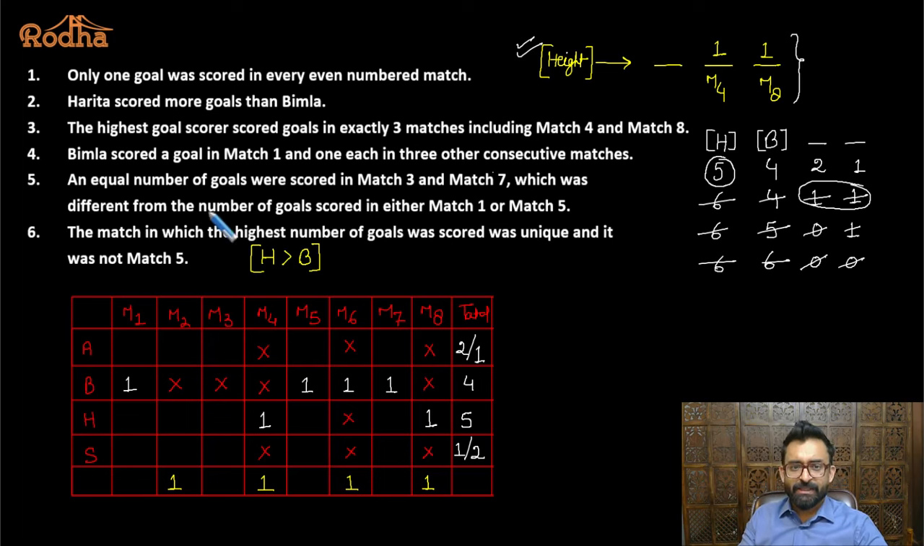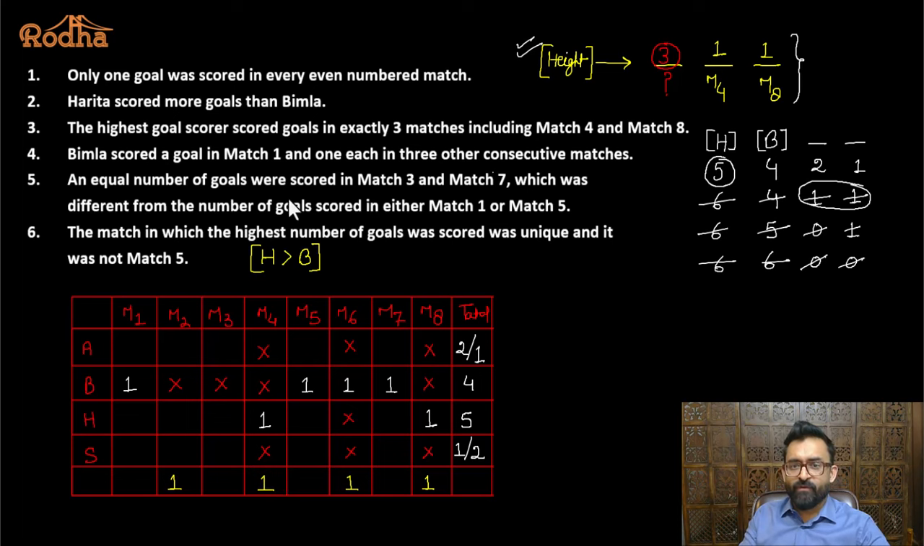Let's move ahead then. We cannot find out any other arrangement here. For Bimla, I know the matches, I know the goals. And for Harita, I know 2 matches. I don't know the third match where she scored 3 goals. In which match that is going to happen, I don't know. Fine, so let's move ahead then.